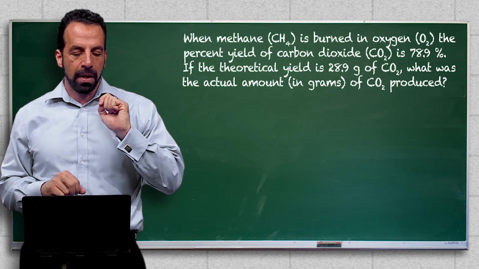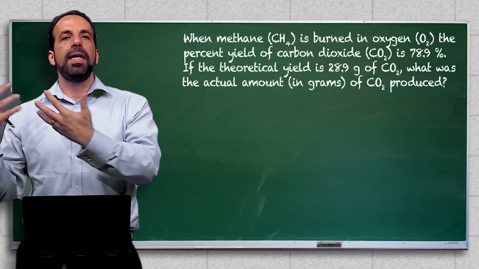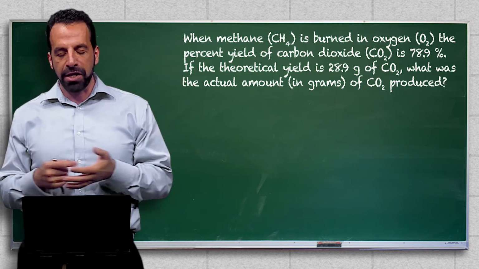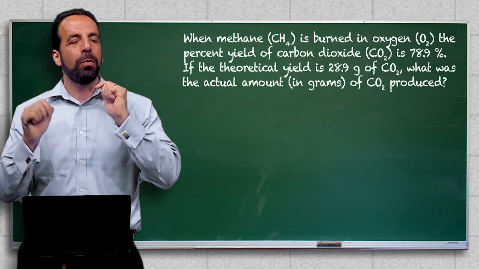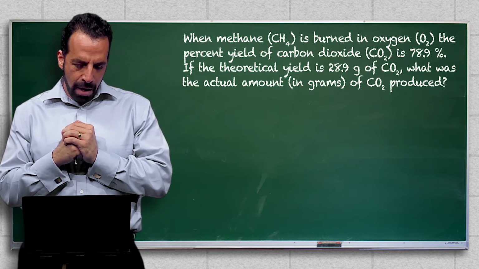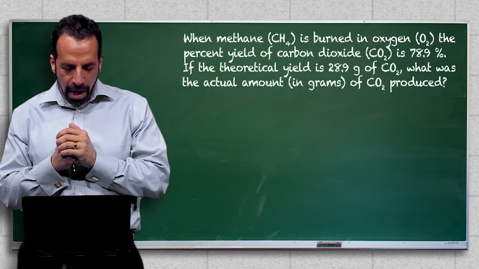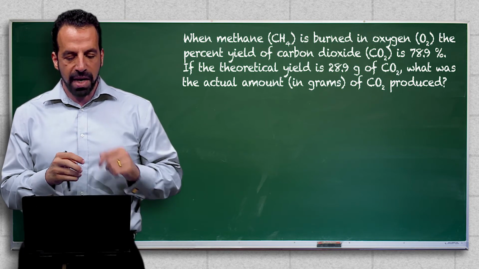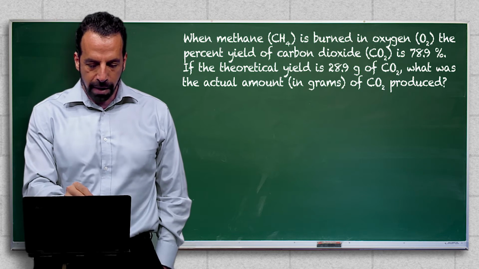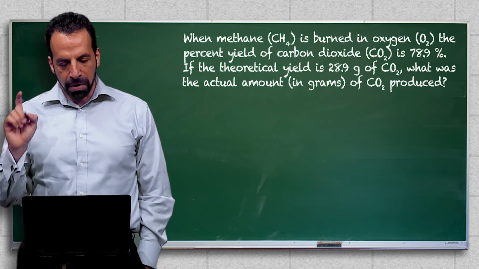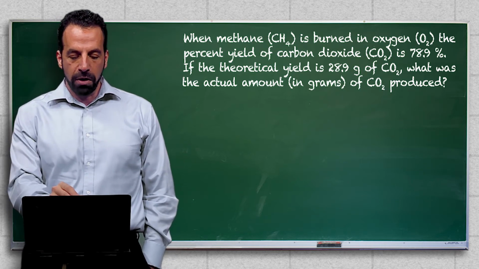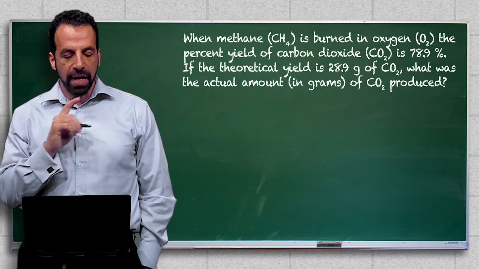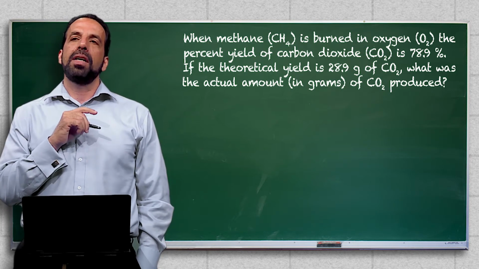Next one is when methane is burnt in oxygen. So this is a combustion reaction. For this problem, we actually don't have to write out the complete and balanced chemical reaction. It says the percent yield of carbon dioxide is 78.9%. That's my percent yield. If a theoretical yield is 28.9 grams, what is the actual yield of the carbon dioxide produced?